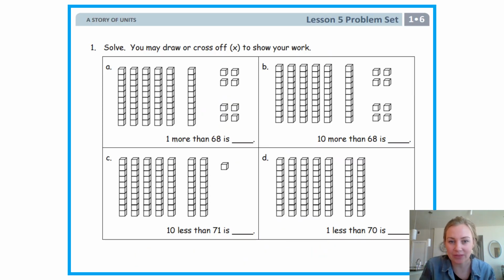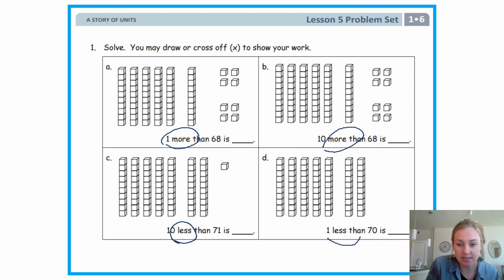Okay, so now going through the problem set, the instructions for number 1 say solve. You may draw or cross off to show your work. So the only time you're going to draw more is if you see the word more. The only time you're going to cross off is when you see the word less, because more means plus. Less means minus. So I want to draw more if I'm adding, and I want to take away and cross off if there's less. Let's do A and C together.